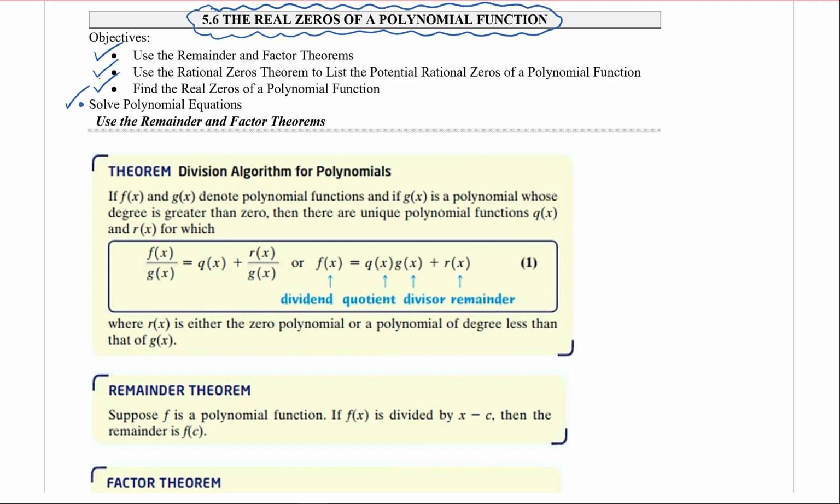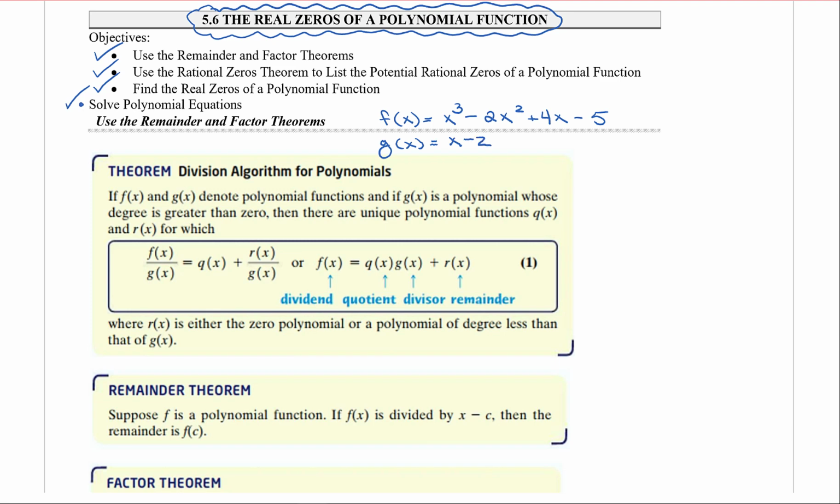All right, our first theorem, the division algorithm for polynomials. I'm going to use an example to help illustrate this theorem, because sometimes when we look at theorems or definitions, they're kind of abstract and hard to make sense of. But when we use an example, it just makes so much more sense.